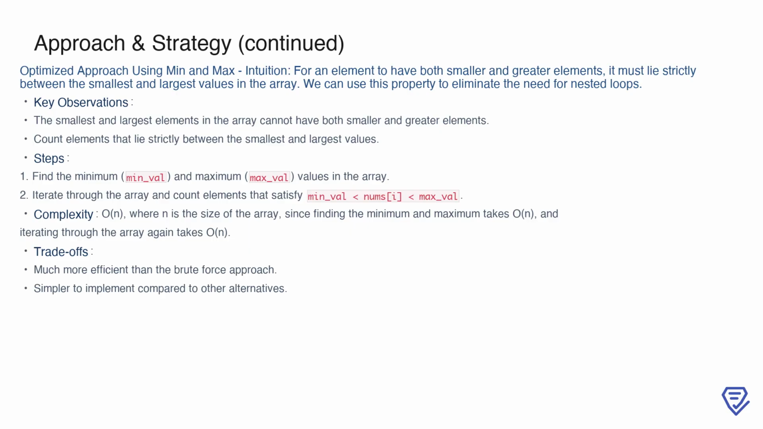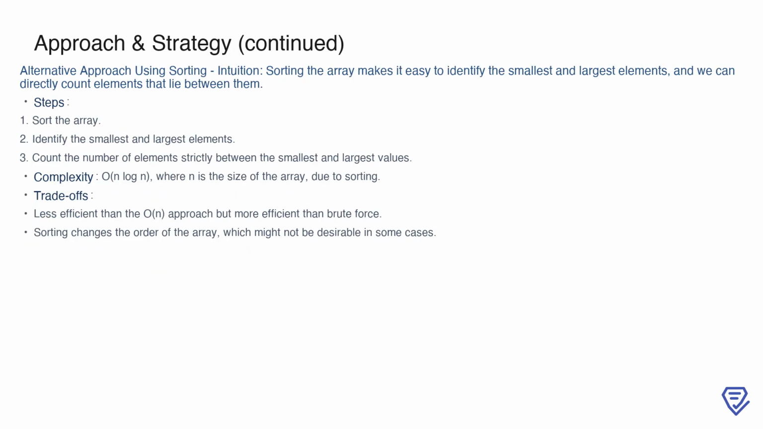This process has a linear time complexity of n, as finding the min and max takes n, and iterating through the array again also requires n. Not only is this approach much faster than brute force, but it's also easier to implement than some other alternatives, making it a strong candidate for solving the problem. Another method worth considering involves sorting the array.